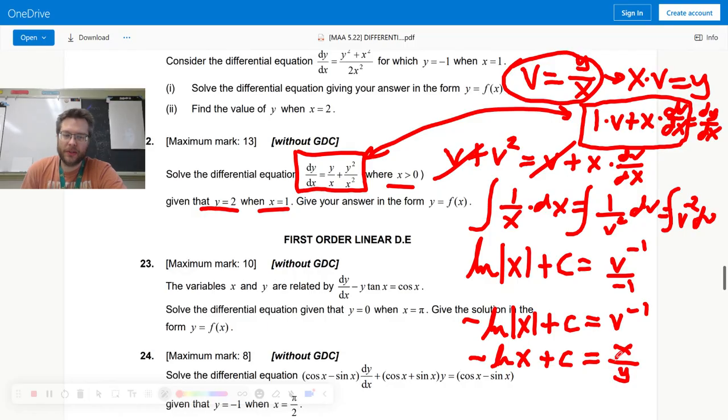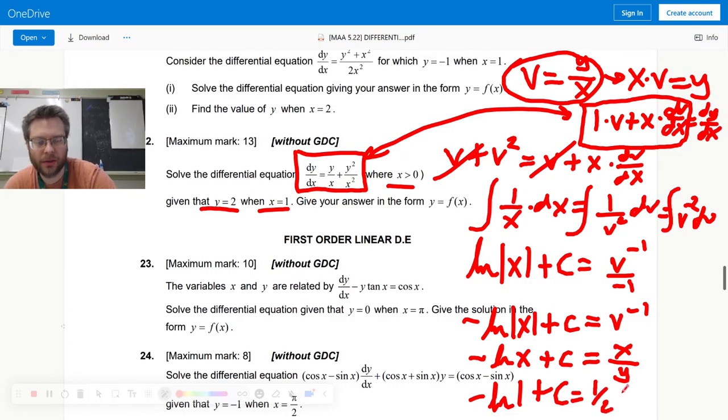Okay, before I solve for y equals, I am going to find the value of c in this format here. They tell me that y is 2 when x is 1, so that means that I can solve for c by going negative natural log of 1 plus c equals 1 over 2. In other words, c is 1/2.